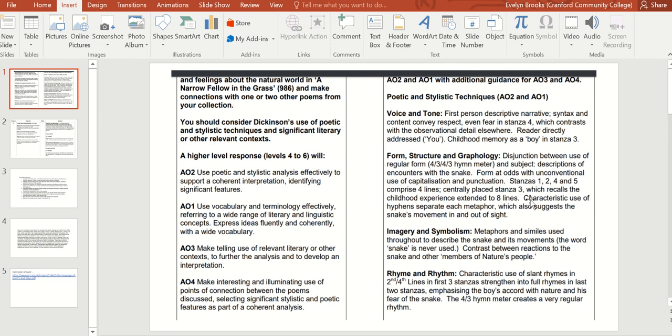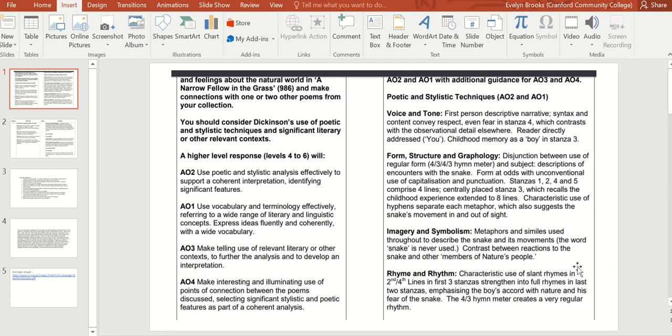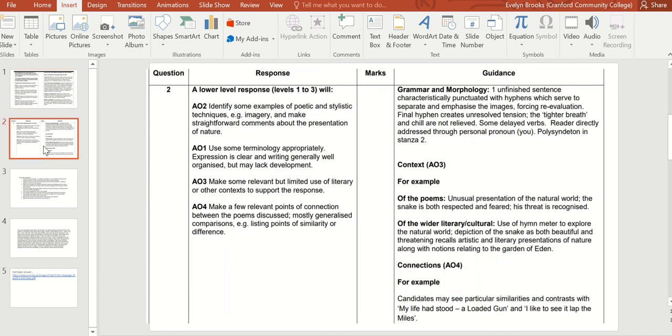I like this bit here. The characteristic use of hyphens separate each metaphor, which also suggests the snake's movement in and out of sight. The metaphors and similes used to describe the snake, reactions to the snake and the other members of nature's people, the slant lines, developing into full rhymes in the last stanzas, emphasising the boy's accord with nature and his fear of the snake. And I quite like that as well. The regular rhythm as well.